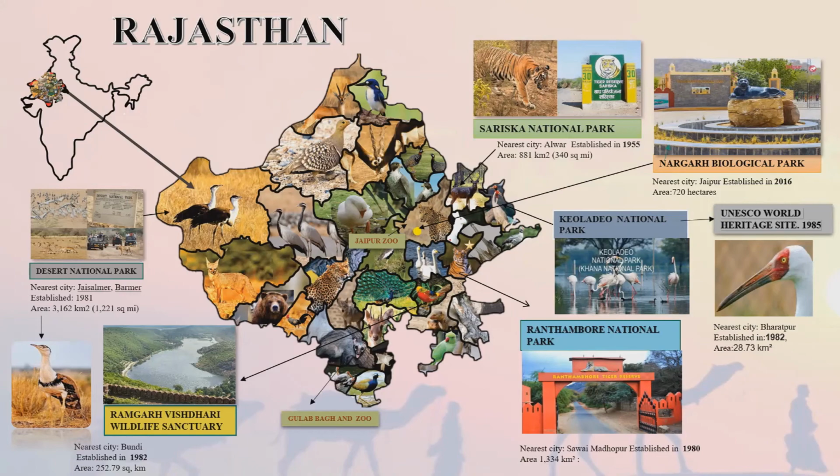Ranthambore National Park was also a game reserve and is a deciduous forest known for its large tiger population. Sariska National Park was a hunting ground of the state of Alwar. Desert National Park is one of the last sites in which the endangered Great Indian Bustard can be found in good numbers. As a space crunch arose due to territorial fights in some national parks, the state government decided to resolve this problem by establishing its fourth tiger reserve, Ramgarh Vishdhari Wildlife Sanctuary in Bundi district.